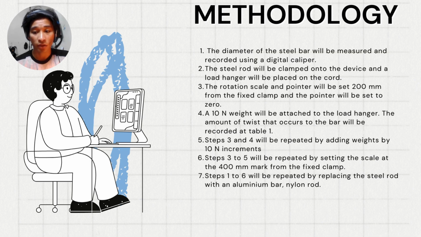Next, steps 3 and 4 will be repeated by adding weight in 10 Newton increments. Next, steps 3 to 5 will be repeated by setting the scale at the 400 millimeter mark from the fixed clamp. And lastly, steps 1 to 6 will be repeated by replacing the steel rod with an aluminum bar and nylon rod.